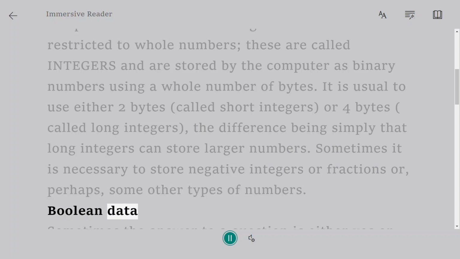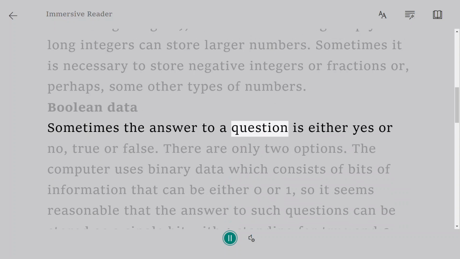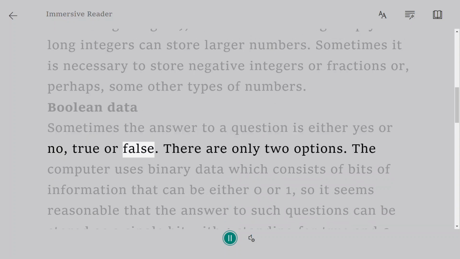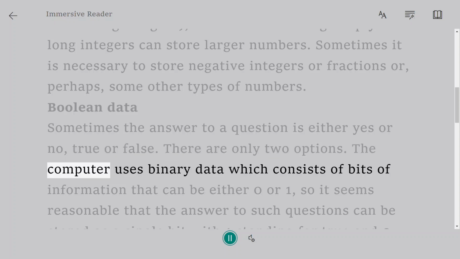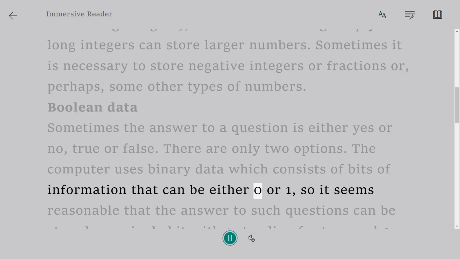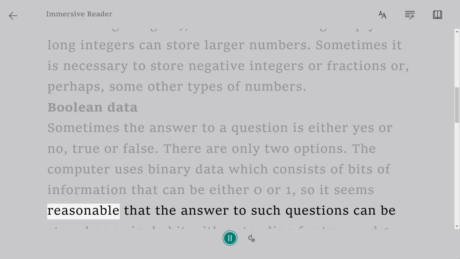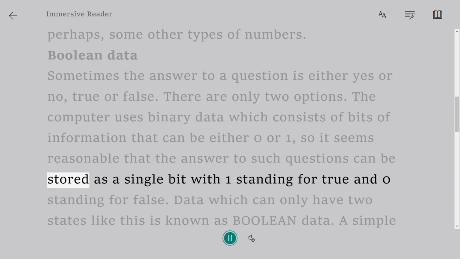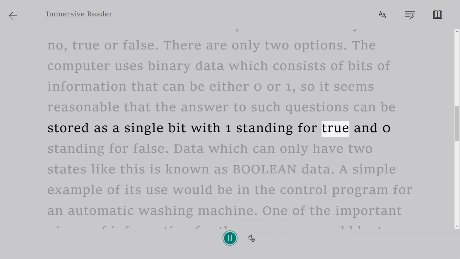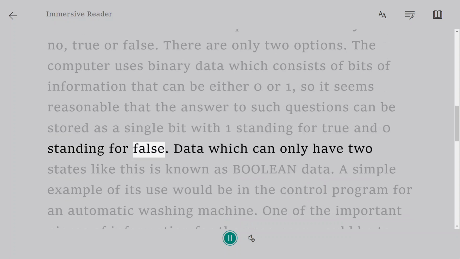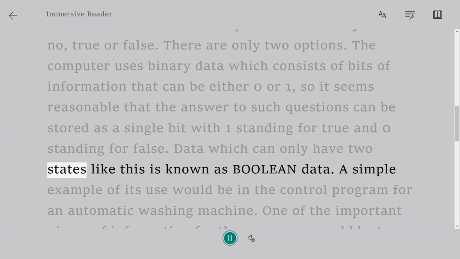Boolean data. Sometimes the answer to a question is either yes or no, true or false. There are only 2 options. The computer uses binary data which consists of bits of information that can be either 0 or 1, so it seems reasonable that the answer to such questions can be stored as a single bit with 1 standing for true and 0 standing for false. Data which can only have 2 states like this is known as Boolean data.